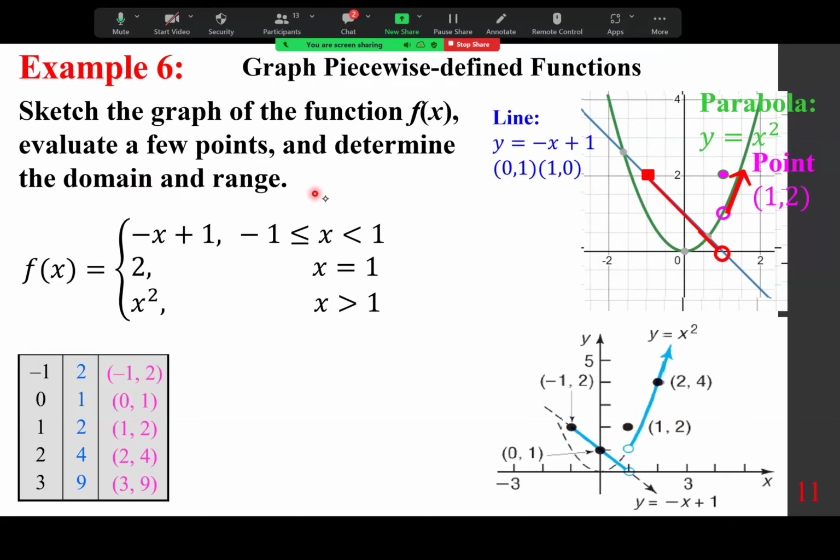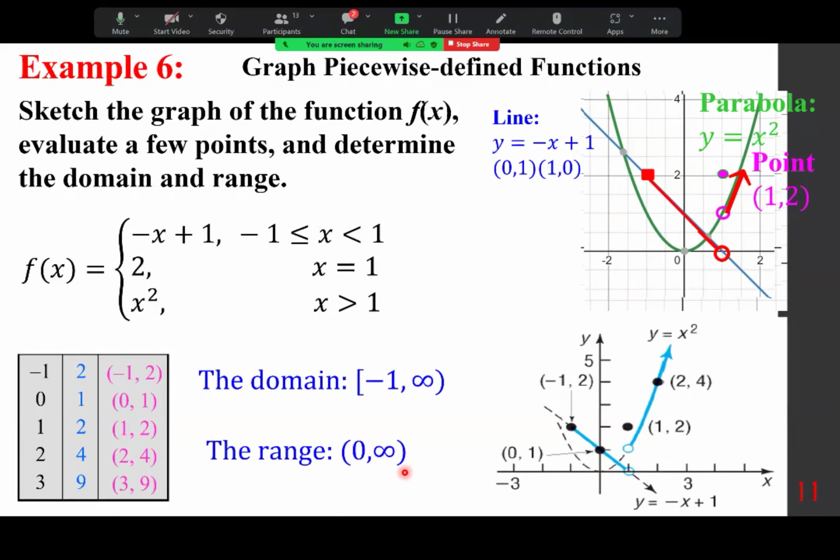Now let's look at the domain and range. Actually, right here, it tells you the domain is from -1, -1 is included, all the way to infinity. What about the range? Notice the range is from the bottom here all the way to infinity, but is 0 included? We have a hole here, so 0 is not included. So which portion of the y-axis is covered? The positive side, and 0 is not included. So the range goes from 0 to infinity, and 0 takes a parenthesis because it's not included.